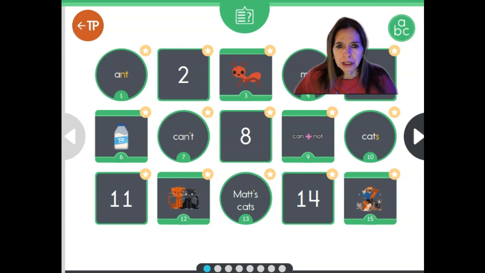Today we are going to work together on Lesson 10. This is Level 3, Lesson 10. We are also going to do Lesson 11 together today. Here we go.